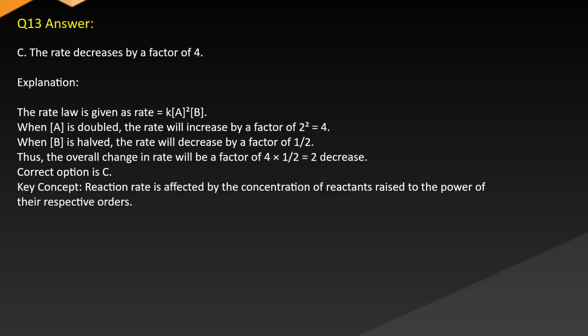Answer C. The rate decreases by a factor of 4. Explanation. The rate law is given as R = k[A]^2[B]. When A is doubled, the rate will increase by a factor of 2 squared, which equals 4. When B is halved, the rate will decrease by a factor of 1/2. Thus, the overall change in rate will be a factor of 4 x 1/2, which equals 2, a decrease. The correct option is C.